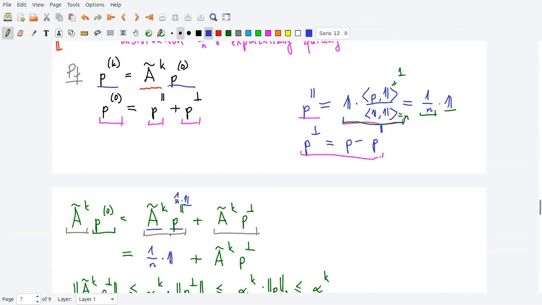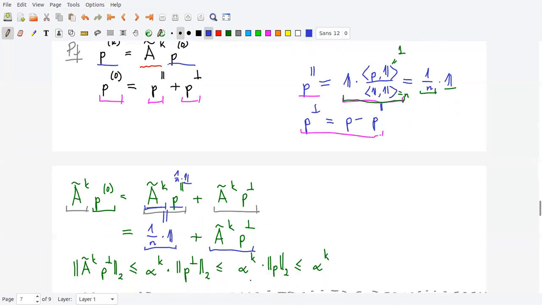Now, all ones is an eigenvector of the normalized adjacency matrix with eigenvalue equal to 1. It's exactly preserved. So applying A k times here doesn't change anything, because the vector is preserved by this matrix. So this is just equal to again the same vector p parallel, which is 1 over n times all ones. And here we've got this error term that corresponds to the pseudo-random part.